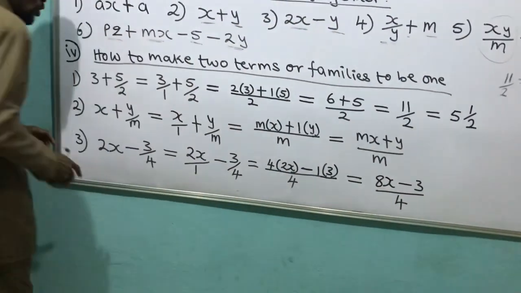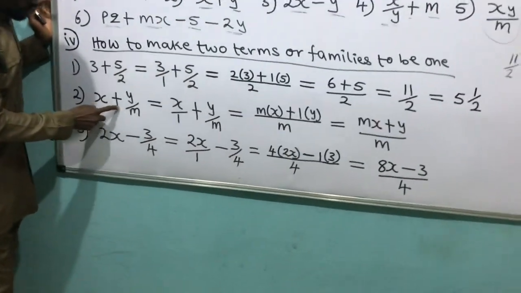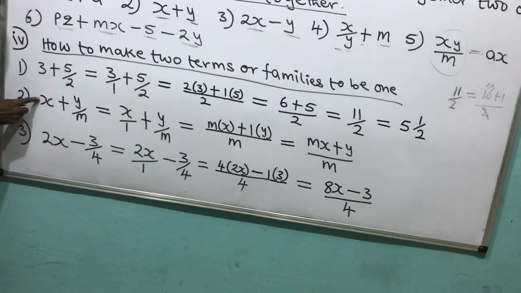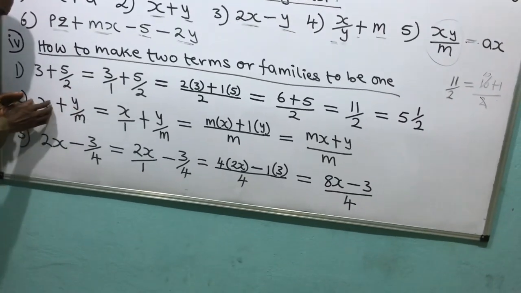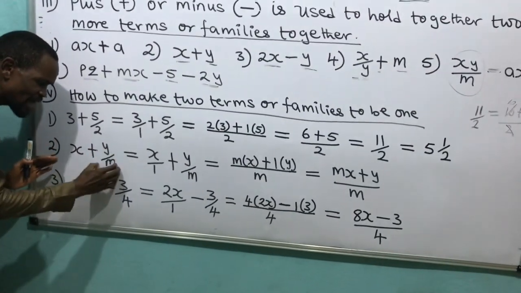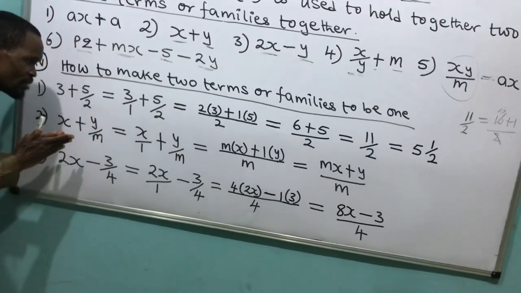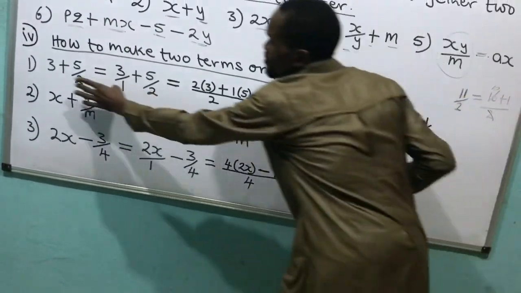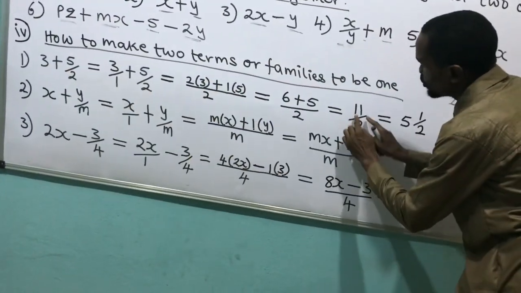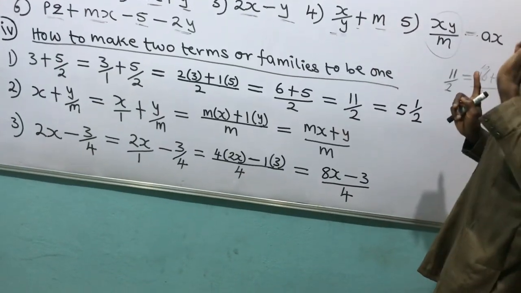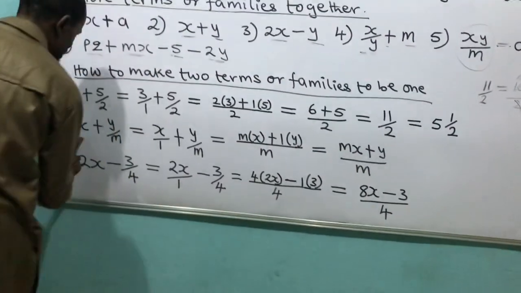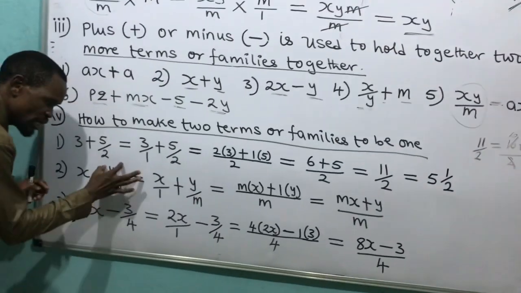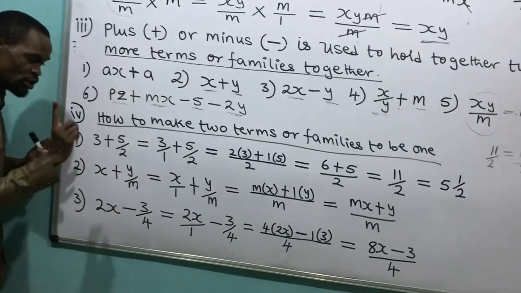Number 2. X plus y over m is equals to the same thing. Look at x plus y over m. This, how many family here? 1 family. Look at another family. I want to make these 2 family to be 1. In this first one we did, we have made it to the 1 family, which is 11 over 2. Then now I want to make this x plus y over m, which is a family, another family.